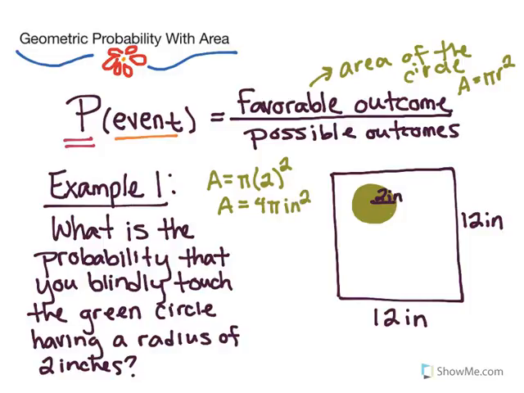So now we have to take a look at the possible outcomes. Well, the possible outcome is the entire area in which this circle is lying in, which in this case happens to be the square. So what we're going to do for the possible outcome is find the area of the square. And how do we determine the area of a square? It's simply side squared, because each side is congruent to the other. So the area of the square is going to be 12 squared, which we know to be 144. And of course, this is square inches.